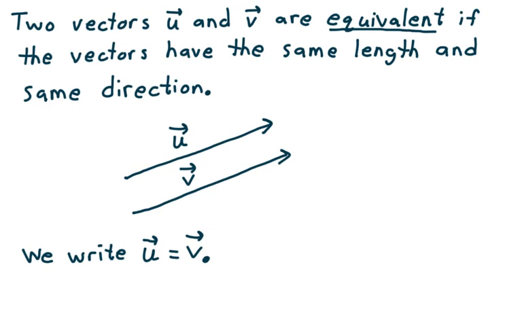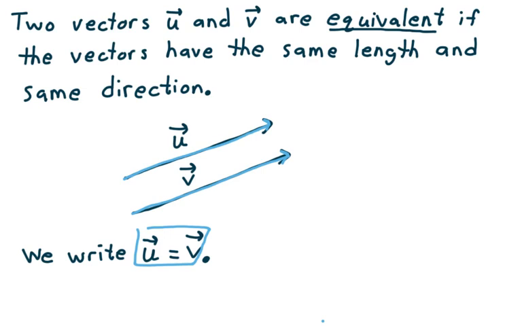Two vectors u and v are equivalent if the vectors have the same length and the same direction. So in other words, two vectors are the same regardless of where they are in space as long as they have the same length and the same direction. Okay? And if you notice, u, which is right here in blue, okay, so this vector u and this vector v are equivalent to each other.